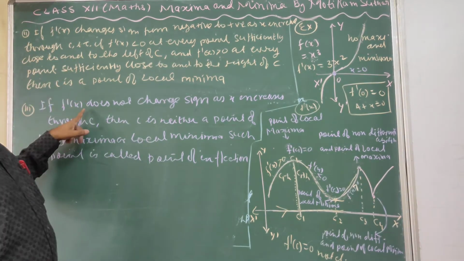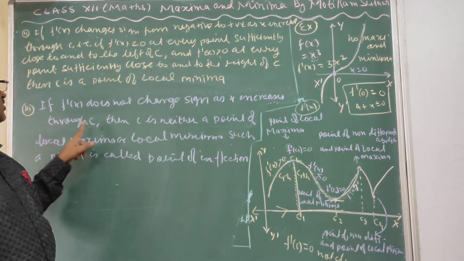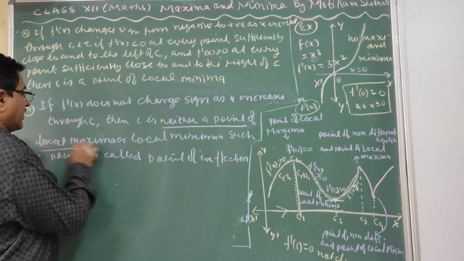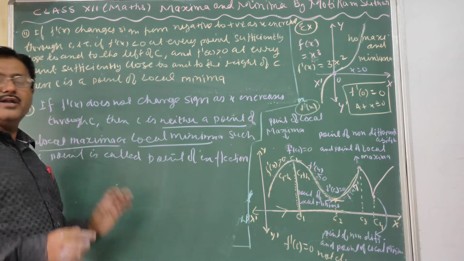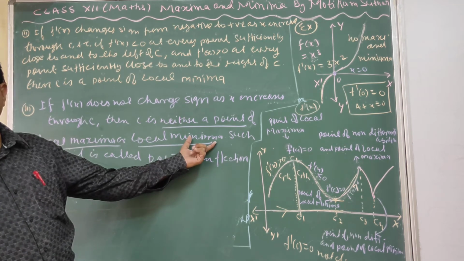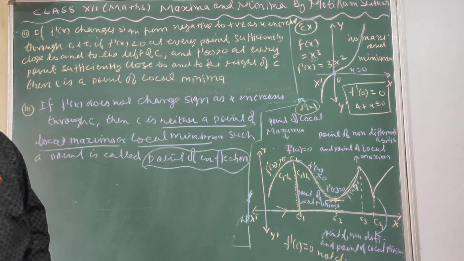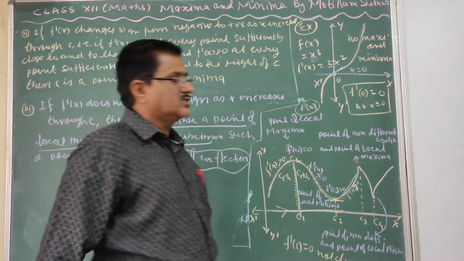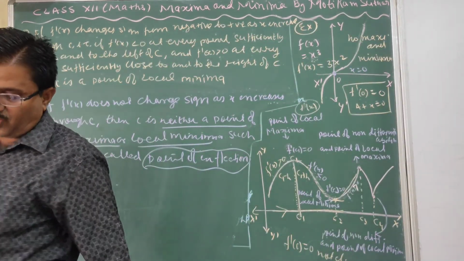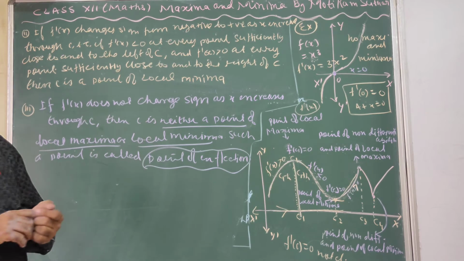So what do we say? If f dash x does not change sign as x increases through c, then c is neither a point of local maxima nor local minima. In that condition, c is called neither a point of local maxima nor local minima. Such a point is called a point of inflection. Clear? Inflection means we cannot say that at this point the given function has a maxima or minima.